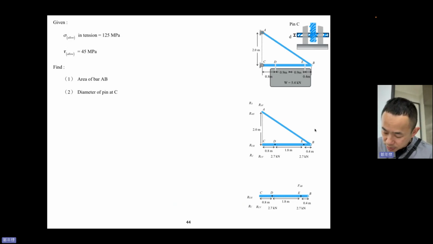So we take a look. The W is 5.4 kN, which means that each point is 2.7 kN. No problem, right? No problem.